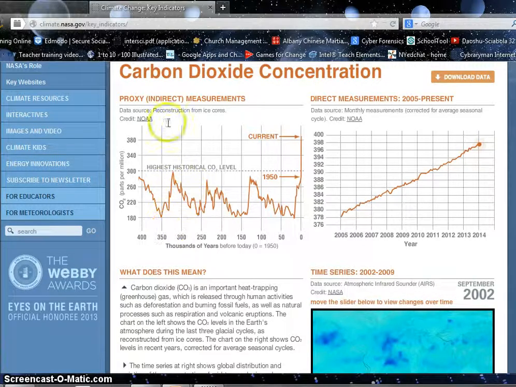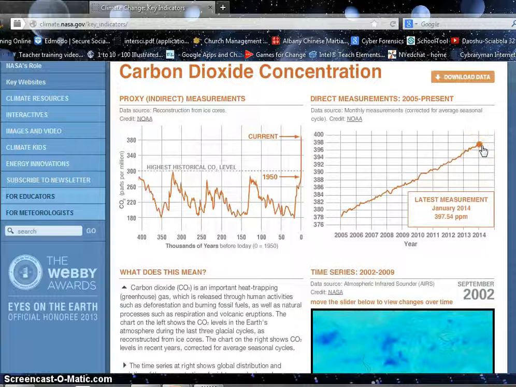Here is some data that shows how carbon dioxide levels have increased over time. Here it is currently. This is how much it's increased in the last 10 years. So we can definitely see that carbon dioxide levels are increasing. And scientists worry that this will also cause an increase in global temperature, which also seems to be happening.